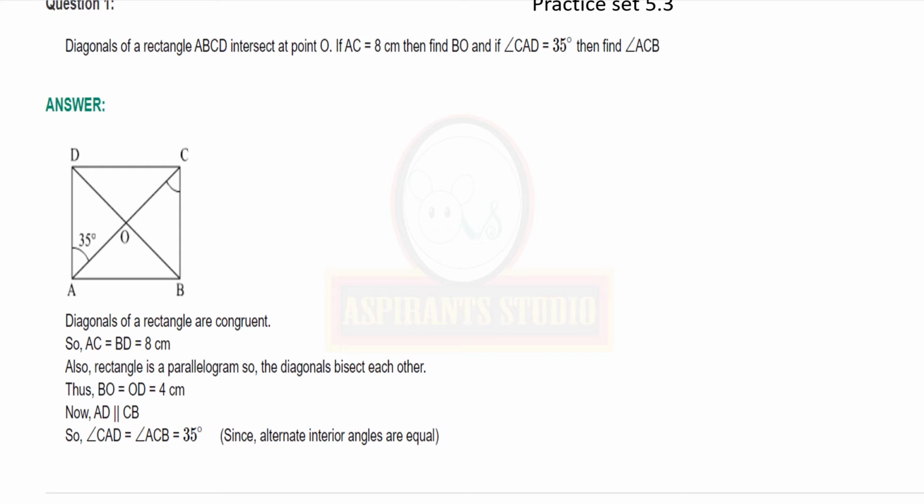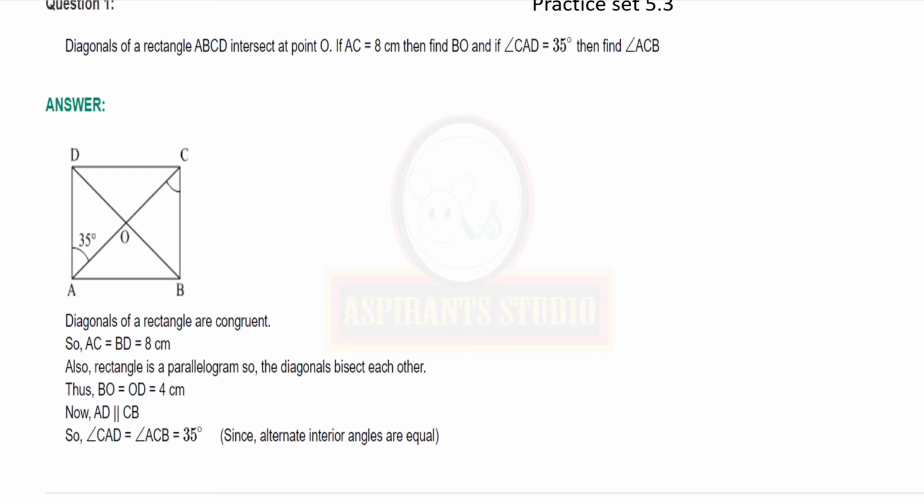Given: diagonals of a rectangle ABCD intersect at point O. AC is equal to 8 centimeters. Measure of angle CAD is equal to 35 degrees. To find BO and measure of angle ACB. You have to draw the figure. Figure is not given, so you have to draw the figure. Mark everything that is given.